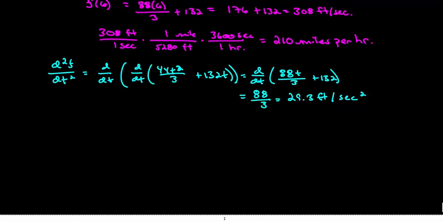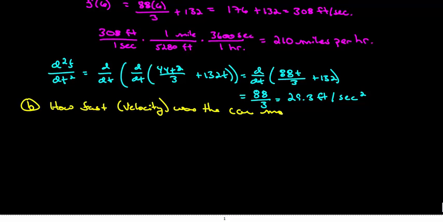So now let's take a look at B. Part B asks us to find how fast the car was moving halfway down the track. So how fast, its velocity is what it's asking. How fast was the car moving halfway down the track?